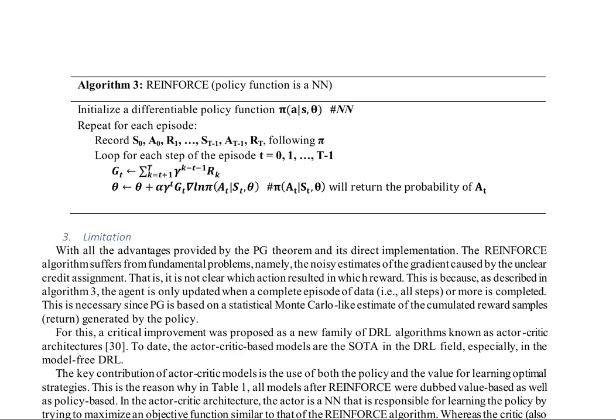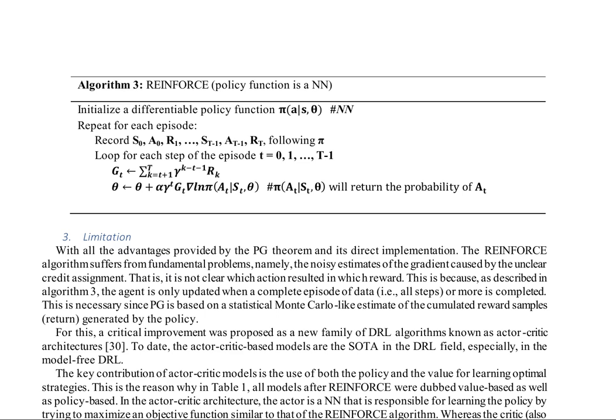Algorithm 3, REINFORCE, employs a differentiable policy function, represented by a neural network, to learn optimal policies. In each episode, the algorithm records the state, action, and reward at each step, and updates the policy based on the cumulative reward, with the gradient estimated using the policy function. However, REINFORCE suffers from noisy gradient estimates due to unclear credit assignment, where it's unclear which action resulted in which reward, resulting from its reliance on complete episodes of data for updating the policy.